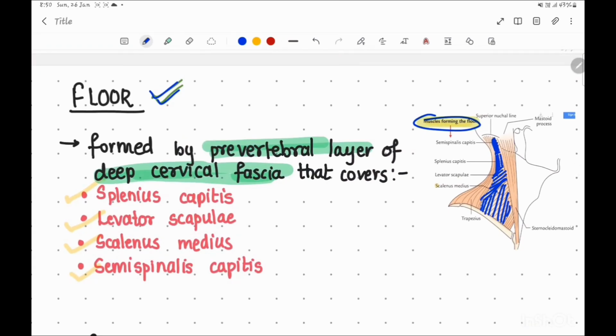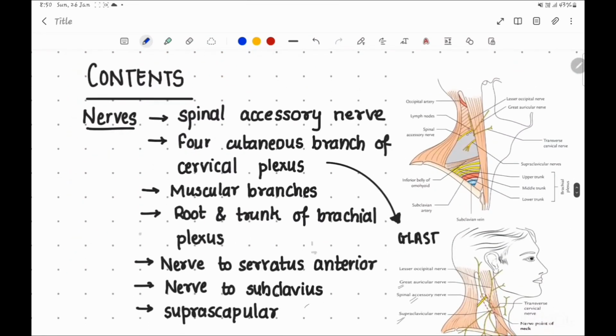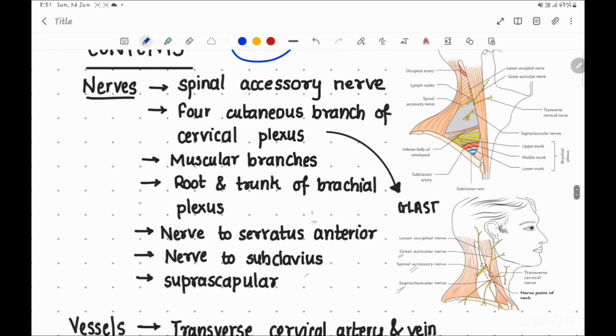So, whenever they are asking you what forms the floor of the posterior triangle, you say prevertebral layer of deep cervical fascia, which is covering four important muscles. You need to mention all these muscle names: splenius capitis, levator scapulae, scalenus medius, and semispinalis capitis. Then very important are the contents. The contents are majorly nerves, arteries, and lymph nodes.